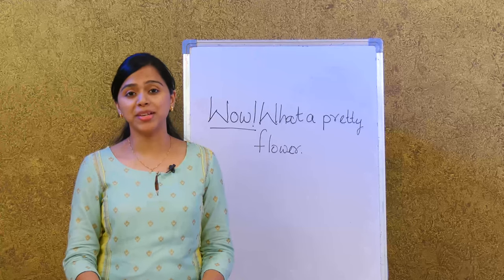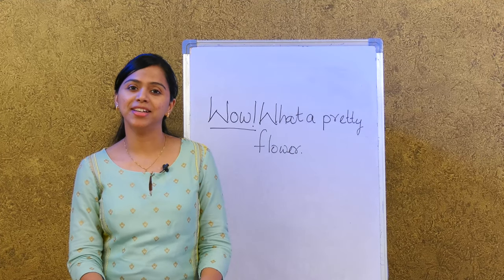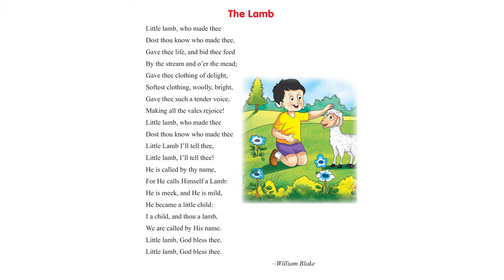Now we're going to read a poem that's given in our book. It's about the lamb. Let's read it. Little lamb, who made thee? Dost thou know who made thee, gave thee life and bid thee feed by the stream and over the mead, gave thee clothing of delight, softest clothing woolly bright, gave thee such a tender voice, making all the vales rejoice.